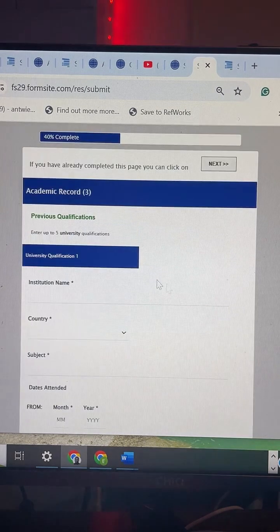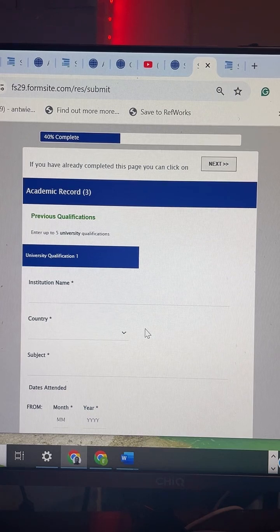So have you previously obtained a university qualification? Yes. And then you move on. So academic records, enter up to 5 university qualifications. So if you have more than 1 university qualification, then you are allowed to go ahead. So in a situation you finished in September, but the ceremony was in March the next year, what do you input for the year awarded?